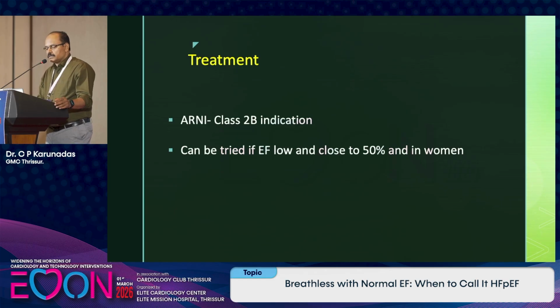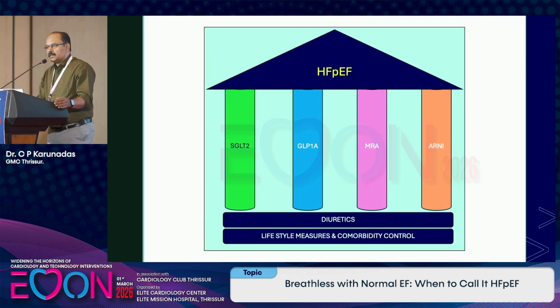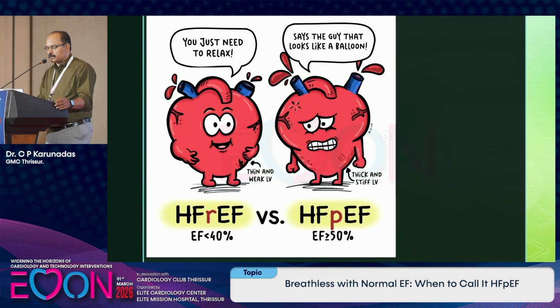What about ARNI, which is the first drug in reduced ejection fraction? It's a class 2B indication, can be tried if ejection fraction is low, that is close to 50%, as well as in females. So soon we may get pictures like this, which are present in heart failure with reduced ejection fraction. The first pillar is already there, SGLT2. The second pillar is also coming up, GLP-1 agonist. Mineralocorticoid receptor antagonist, finerenone, and ARNI in a selected subset of patients, of course on the base of diuretics as well as lifestyle measures and comorbidity control.